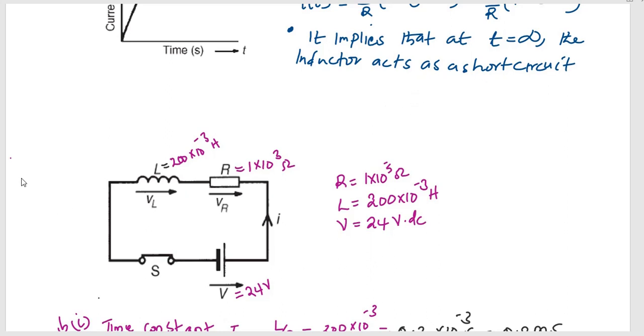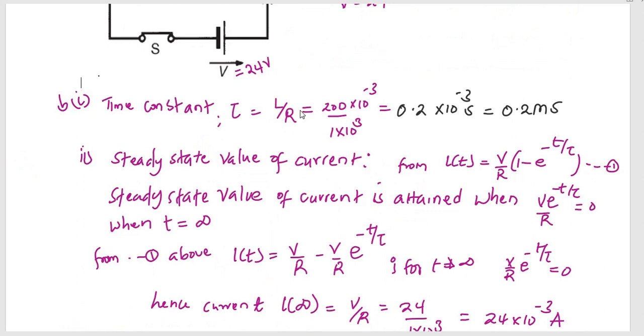Now let us look at our part B. We are given that the inductance is equal to 200 millihenries, the resistor is 1 kilo ohm, which is 1 times 10 to the power 3 ohms, and the source voltage V is equal to 24 volts. So the time constant is equal to L over R, which is 200 times 10 to the power negative 3, to convert to henries, divided by 1 times 10 to the power 3, to convert to ohms, and this gives us 0.2 milliseconds.